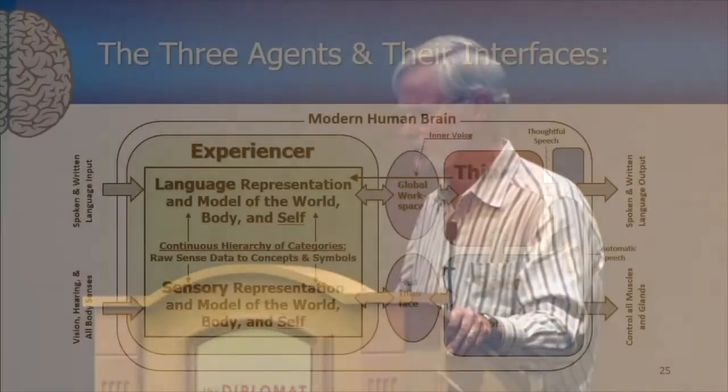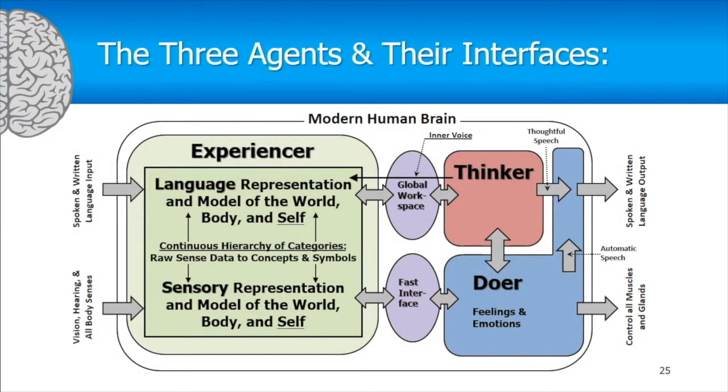So if the thinker thinks up a new concept, it can tell the experiencer about it, and now the experiencer will incorporate that new concept in its language model of the world. So that's the inner voice. In addition, there's an interface of top-down attention where both the thinker and the doer can tell the experiencer, pay attention to this area. And then the experiencer goes and does it.